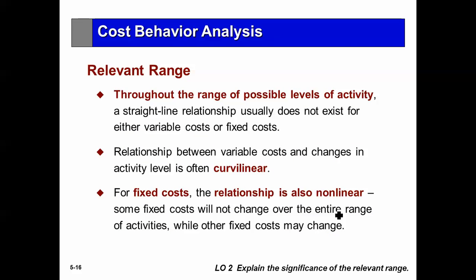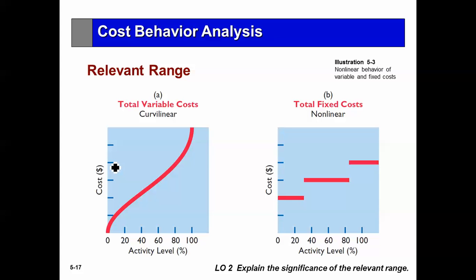Now, the idea of relevant range. Fixed costs will perform that way within a certain level of activity. But once we go outside that activity, for example, we produce much more than we can do in this building, we have to add more fixed costs. So you see, the fixed cost has to be added in chunks.